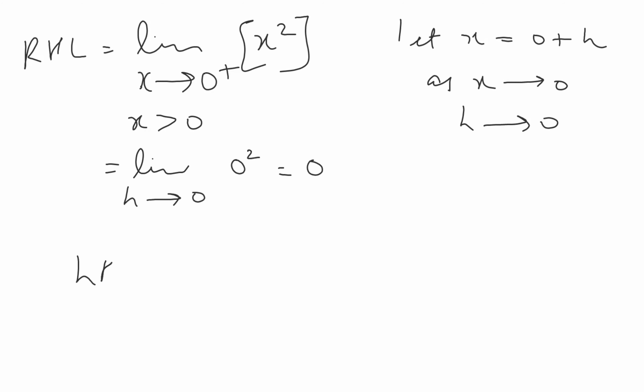Now LHL is equal to RHL and both are equal to 0. Therefore, the limit exists and is well defined, and it is equal to LHL and RHL. So the answer is 0. The value of the limit is 0. Okay, then let us proceed with the next problem. Question number 6.